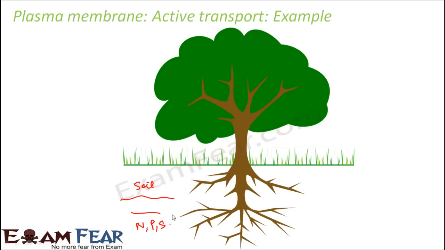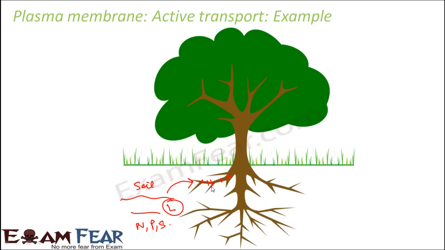Now, the concentration of these minerals in the roots is already high because the roots keep absorbing these minerals, but we still want more minerals to get into the roots. So basically we want these minerals to move from a region of low concentration to a region of high concentration. How can they move from low concentration to high concentration? By active transport, so that more and more minerals can get into the roots.